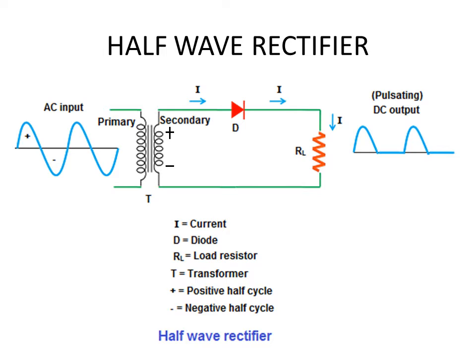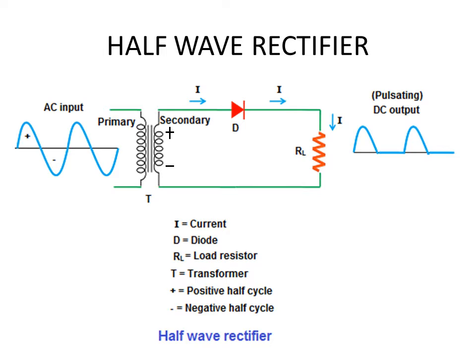We have a voltage which is varying exactly like the input voltage, but the negative portions are removed. And why is it so? Because during the negative half cycle, the polarity of the voltage appearing across the secondary is like this: the top end will be negative and the bottom end will be positive.